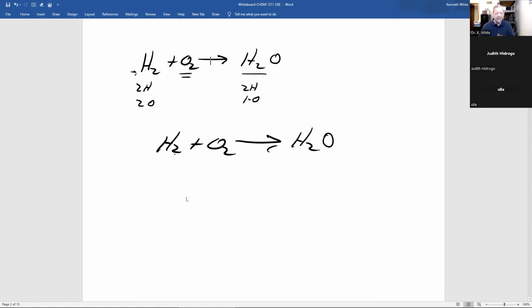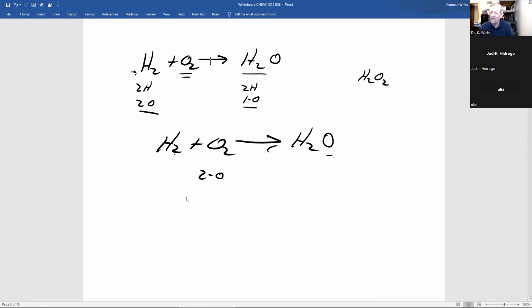Well, we have to have the same number of atoms of each type of atom on each side of the arrow. Now, the problem was oxygen. There are 2 oxygen here, but there's only 1 oxygen here. How do I make this 2? Well, I can't change the formula.